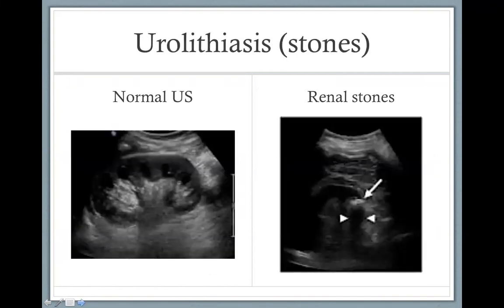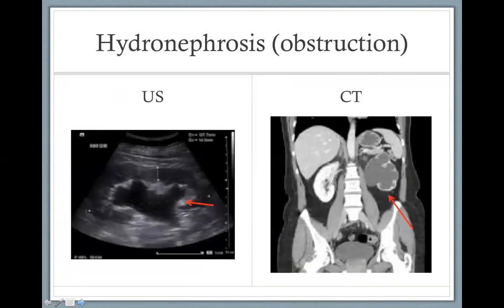Now remember, we could see stones on ultrasound, but nowadays, if somebody presents with an acute renal colic, we usually do CT. CT does not only allow us to visualize the stones, but also complications, like, for example, here, a patient who has a long-standing renal stone that caused obstruction and hydronephrosis. We can see it on the ultrasound, but we can also see it on CT.